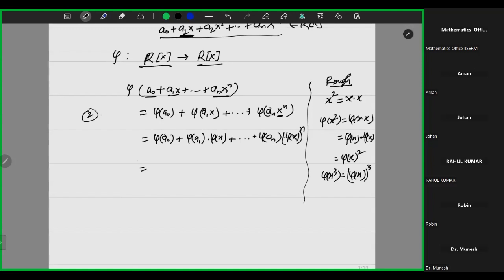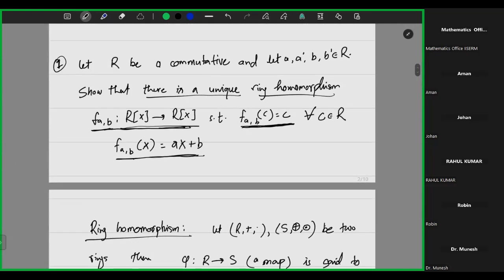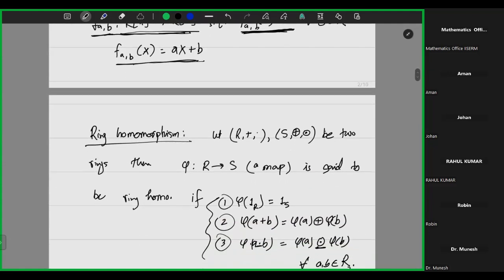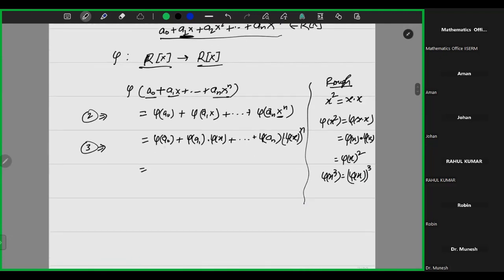This second property implies this equality. Third will imply this. Now we want our homomorphism to act as identity on constant polynomials, and on x it gives ax plus b. So we just replace them. In this place we want just a naught only, in this we want a1 only, but phi of x we want ax plus b.